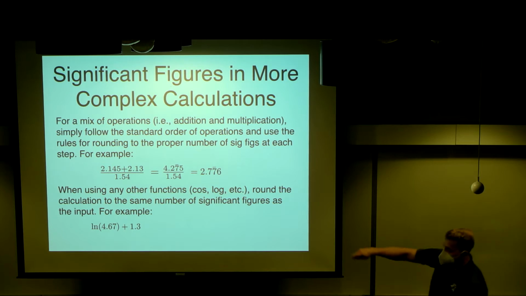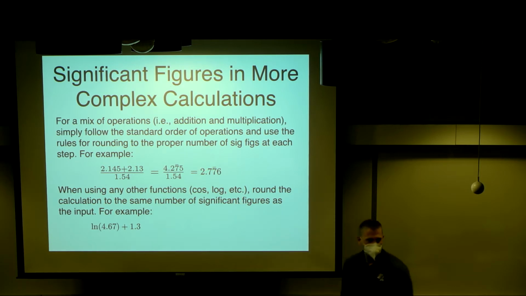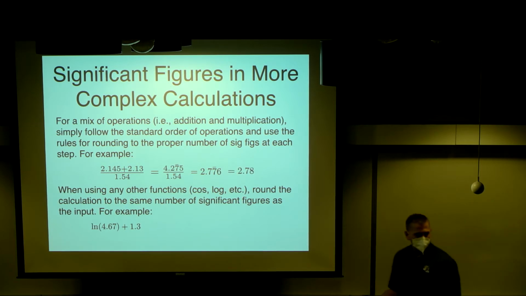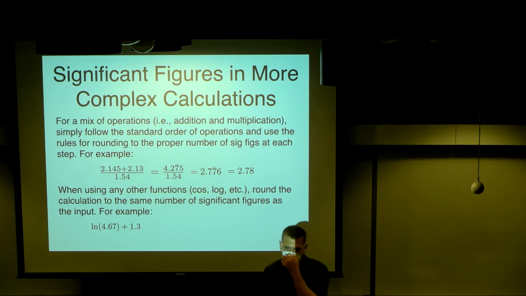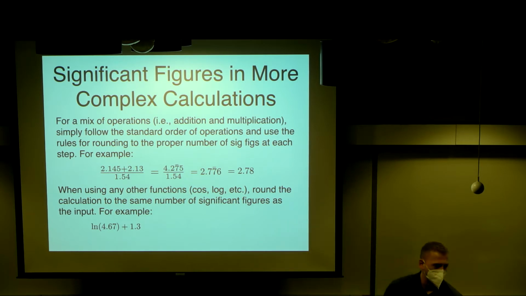Before I actually do that rounding, I get 2.776, but I'm putting a little bar above that 7 to denote that's where I'm going to round it off. So what's my final answer? 2.78, okay? So just follow the rules of rounding at each step in the calculation. That's what I'm trying to get across here.